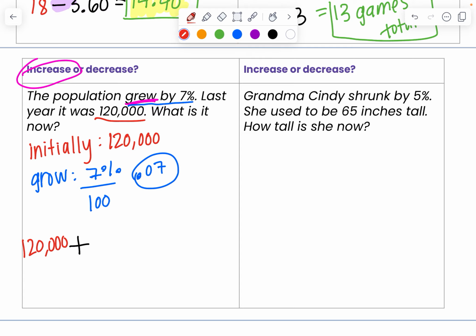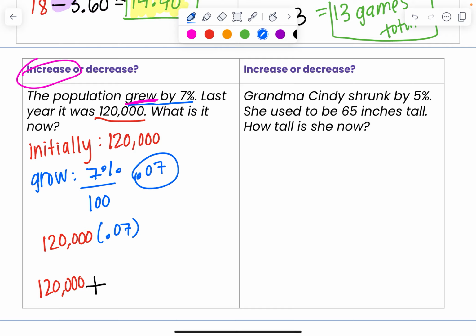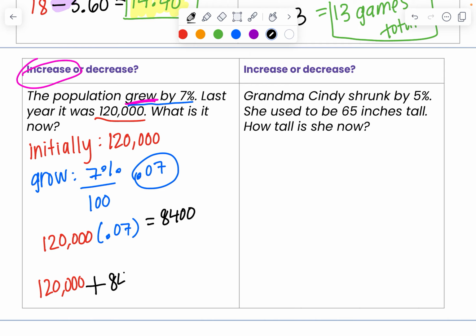So let me do that first. If I know I have 120,000 and it's growing by 7%, I need to multiply by 0.07. Remember that when you're finding a percent of something, you're multiplying, and 7% of 120,000 is a lot. Punching that into my calculator, that's 8,400. So that is exactly how much I'm going to add to my starting amount of population. And when I do 120,000 plus 8,400, that gives me 128,400 in the population.